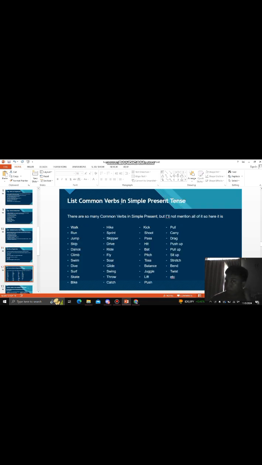List of common verbs in simple present. There are so many common verbs in simple present, but I will not mention all of them. So here it is, for example: walk, run, jump, skip, dance, climb. You can see there are so many.